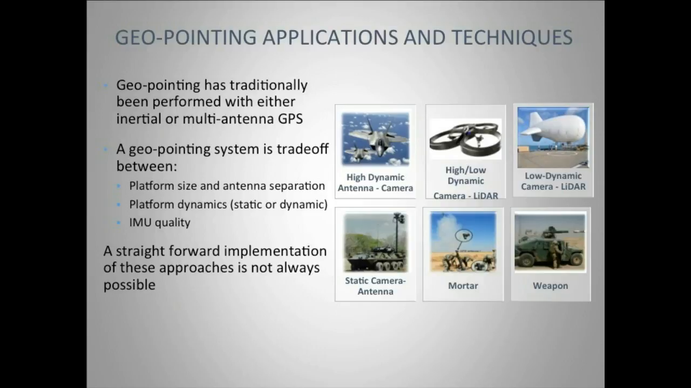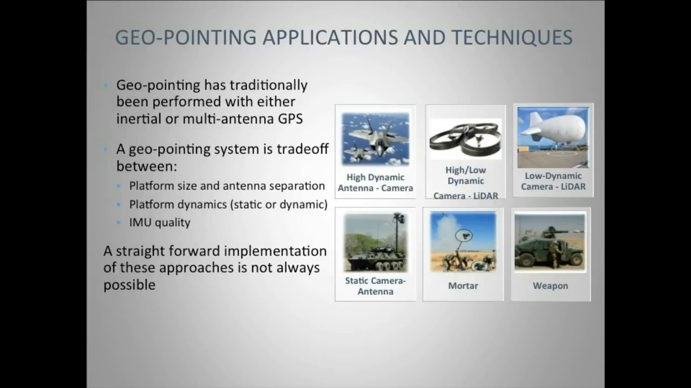And in our work, we find that sometimes you end up in a situation where you can't apply a straightforward implementation of a multi-antenna solution or an inertial solution. Sometimes things just don't lend themselves easily to either one of those approaches. And so we look at ways that we can optimize and combine technologies to address those situations where one or the other technology alone won't be able to achieve the geopointing results that you're looking for. So I'm going to talk about two cases that have come across our work here at Geodetics and show you how we've addressed those subjects.